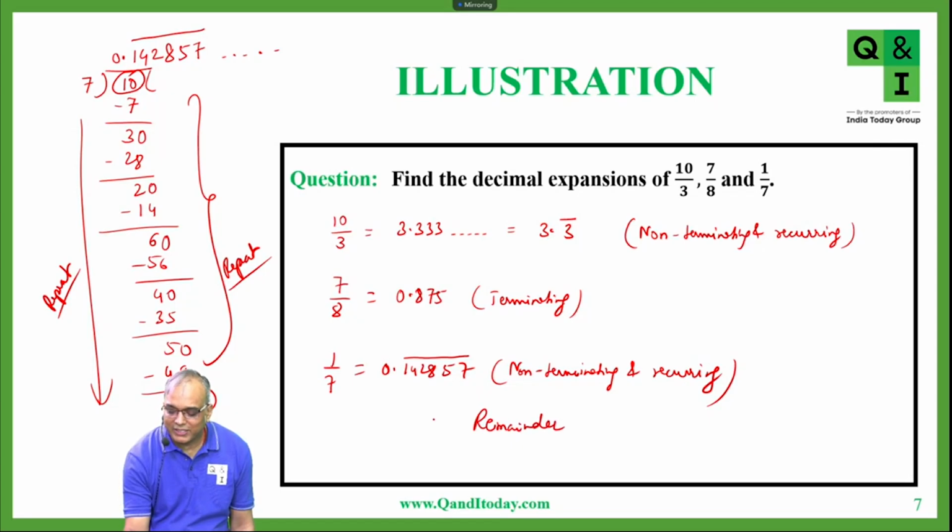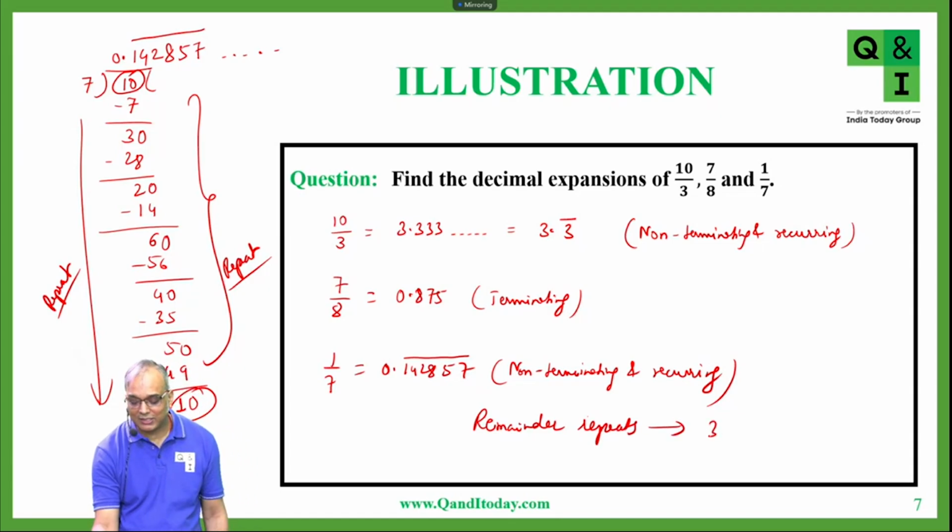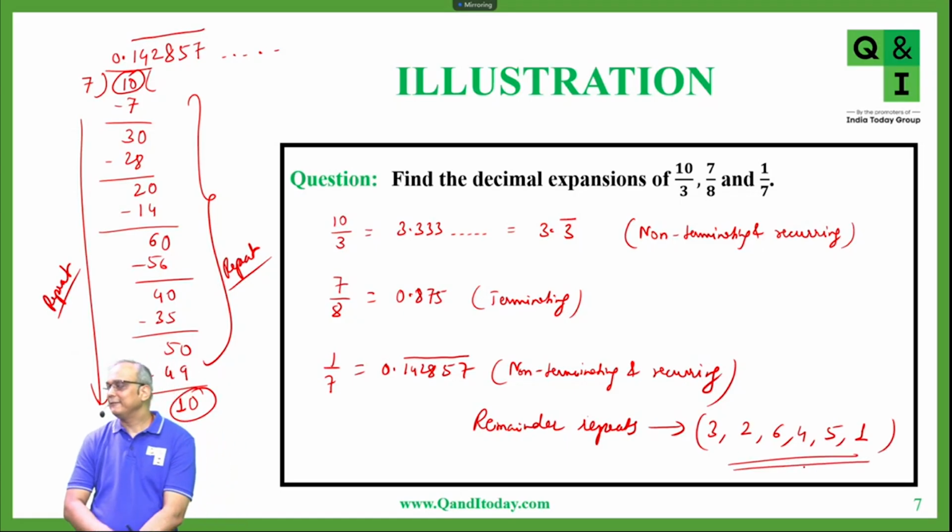So the quotient repeats and the remainder also repeats. Initially the remainder was 3, then you had 2, then you had 6, 4, 5, and then 1. So this keeps on repeating. Is it clear? Is this clear, students? Everyone is clear till this point? Because this is very important.